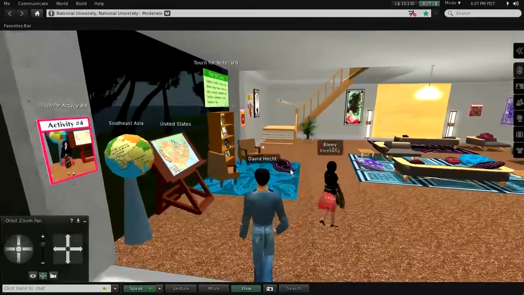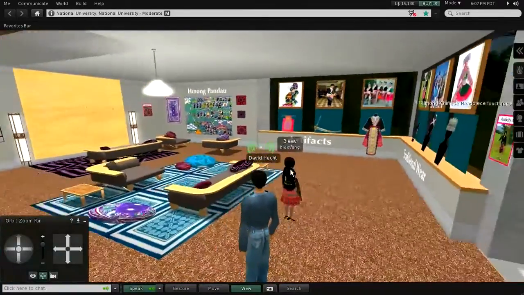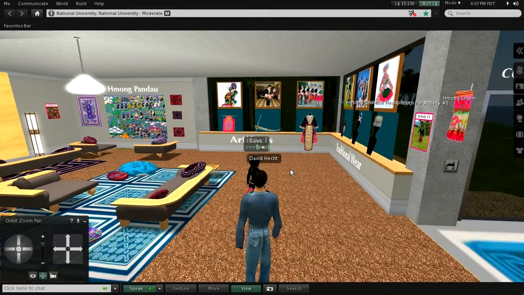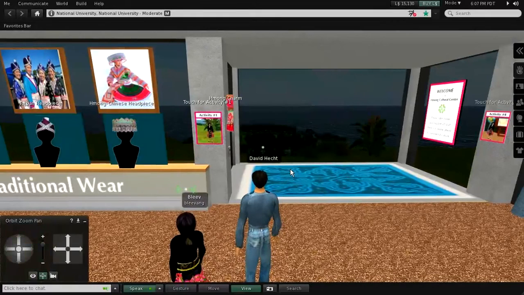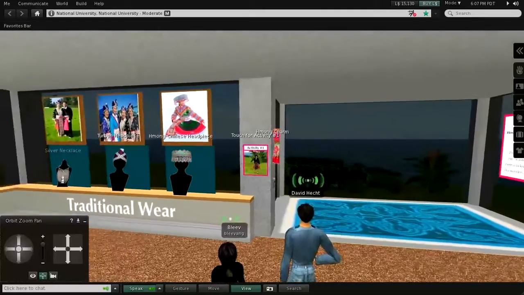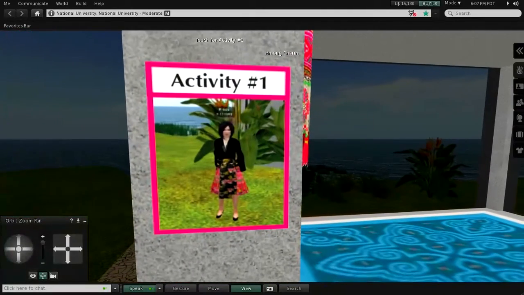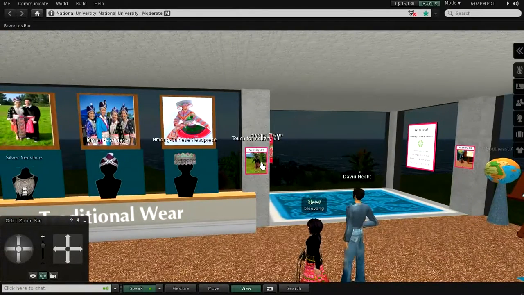Alright, let's take a look at the first activity. Okay, so the activities are numbered? Yes, that way students will know how many activities they have and they can keep track instead of trying to figure out what they need to do. Oh, I see it right here. Yes, in this lesson there's 5 activities. The first activity is that students have to take a look at all the artifacts and traditional wear that's displayed.